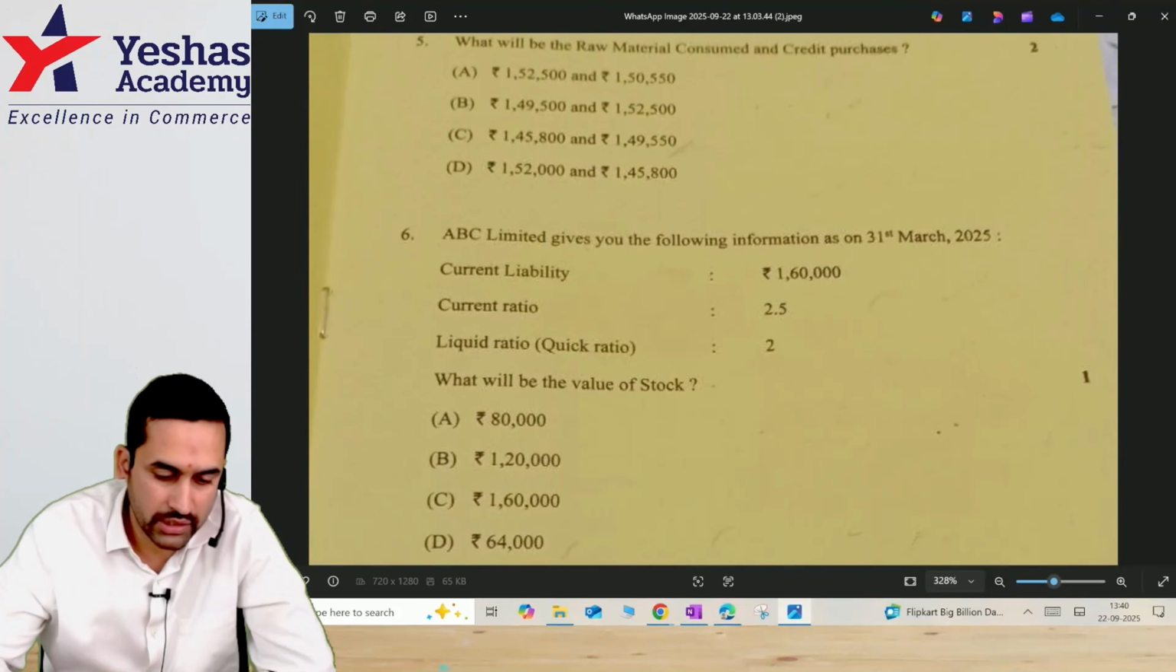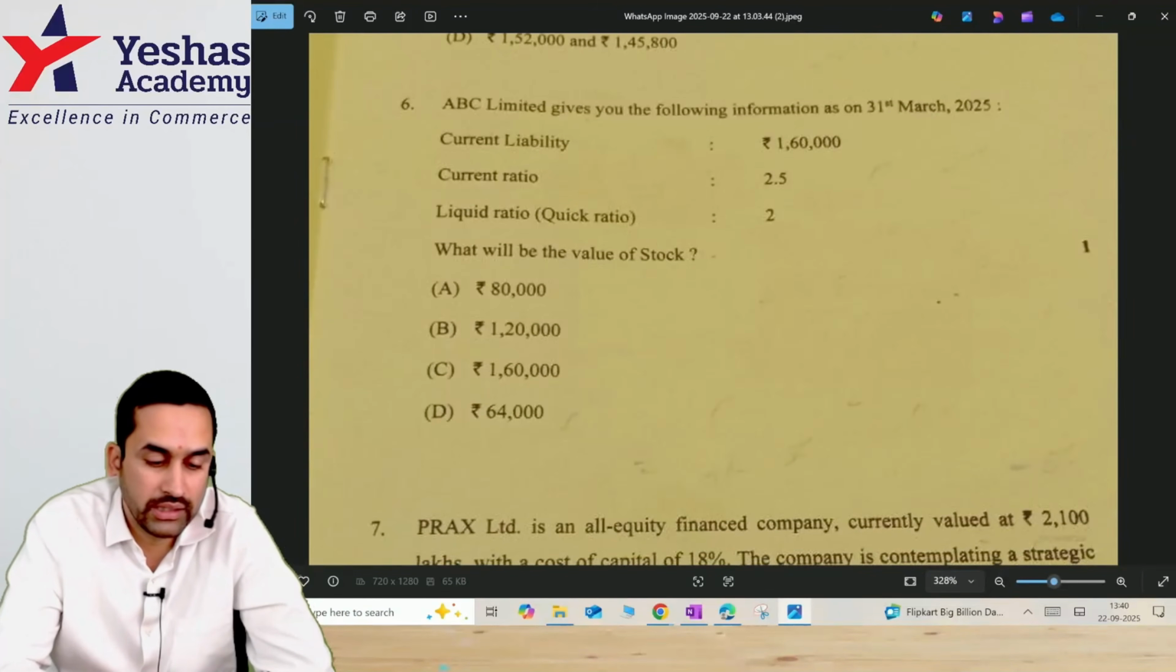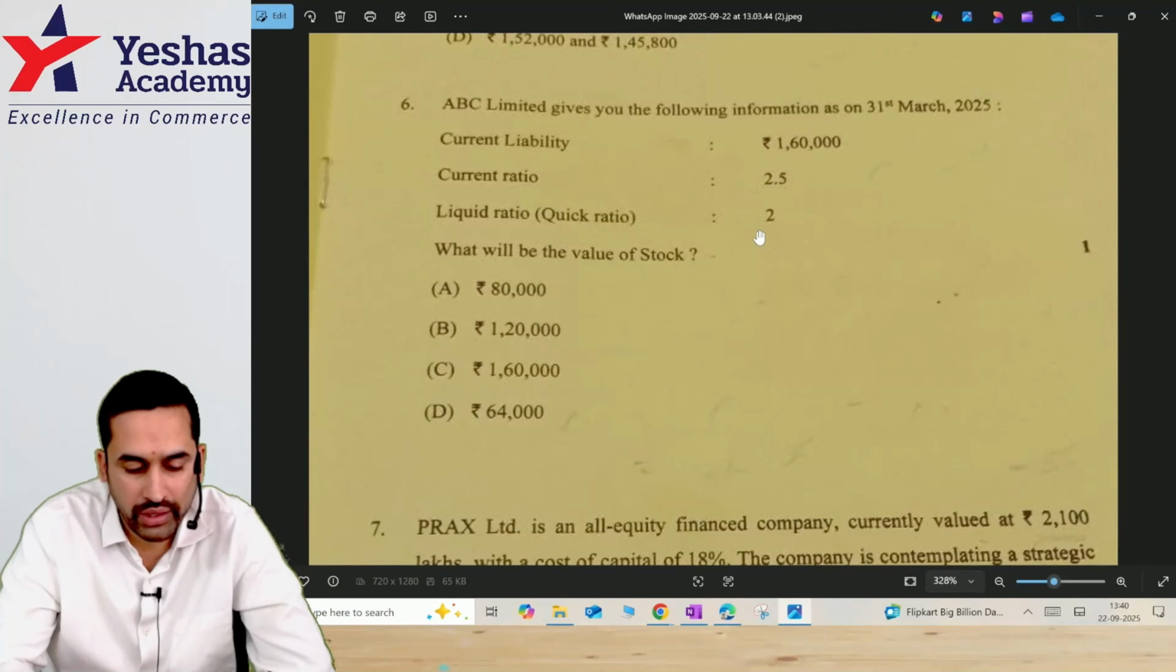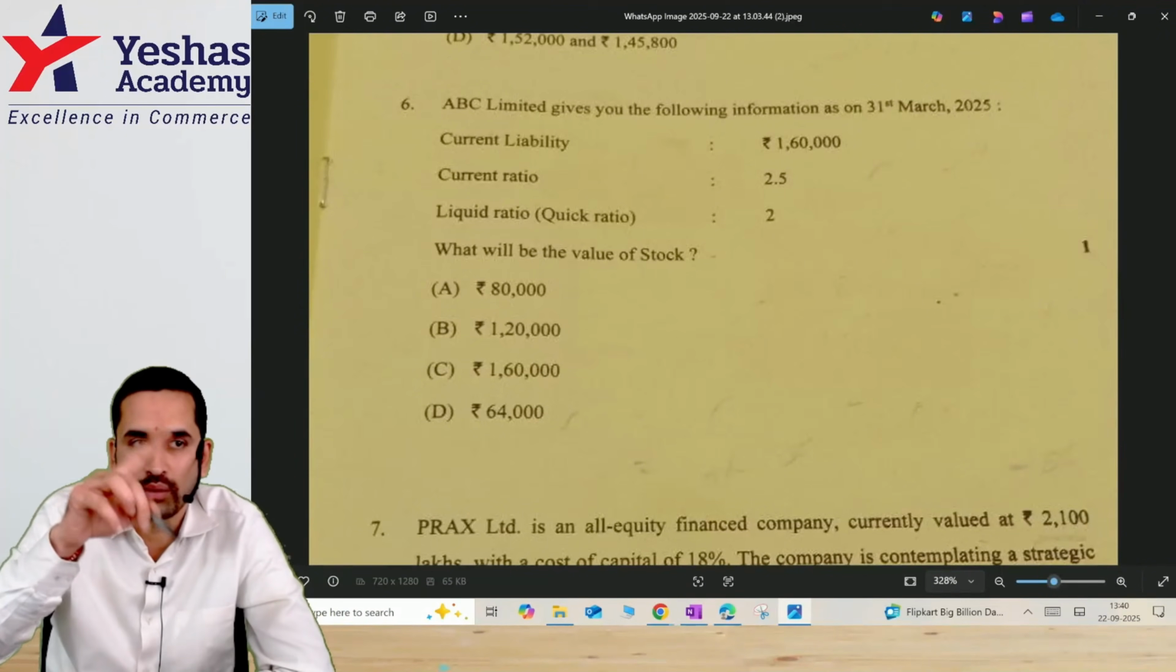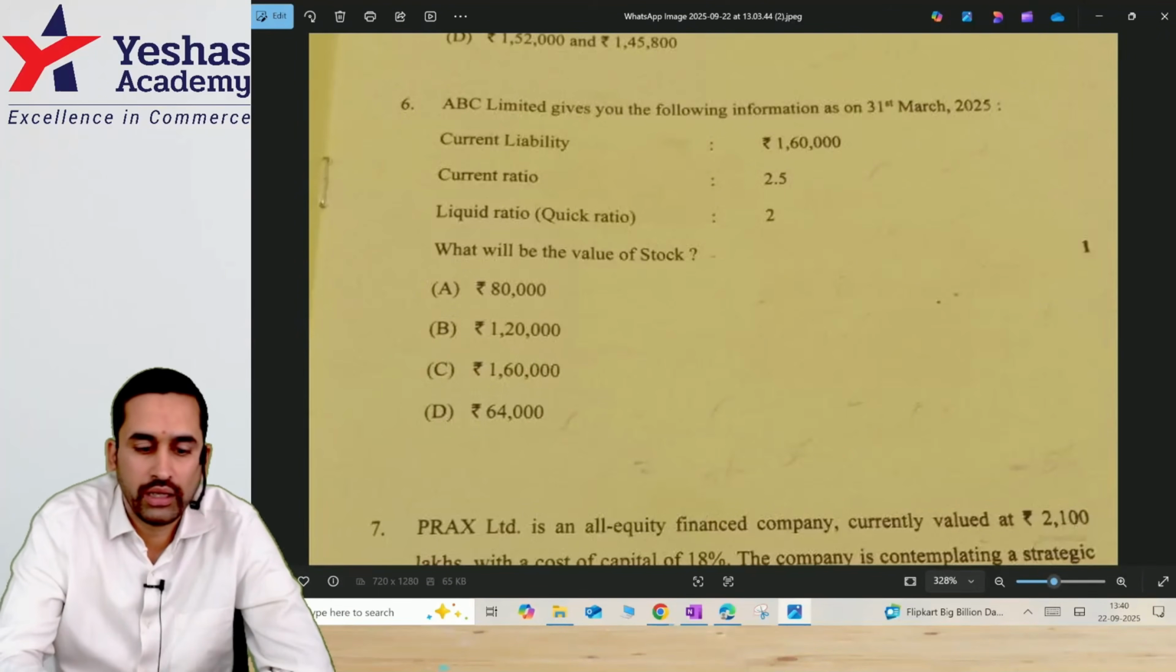Now, sixth question. This is the easiest question. ABC Limited gives you the following. They gave you current liability. They gave you current ratio. They gave you quick ratio. What will be the value of stock? I think this was your first or second question in the ratio topic. We did the first 5 questions as warm-up questions. In that, the second or third question was this.